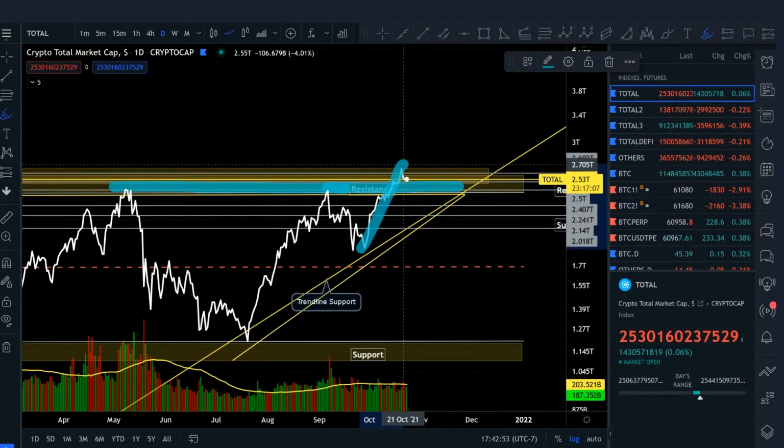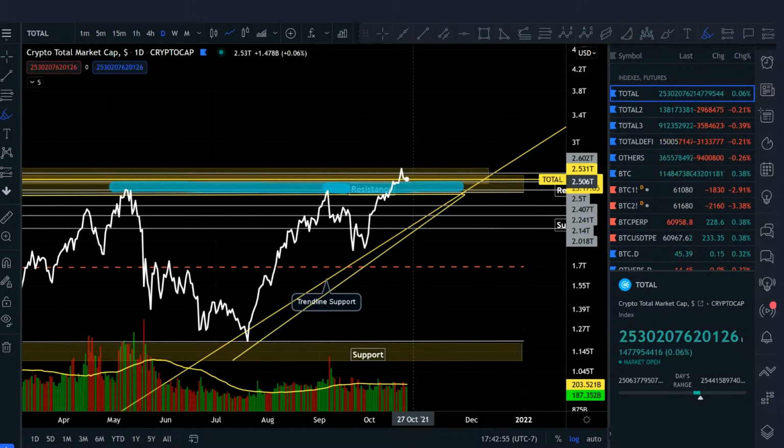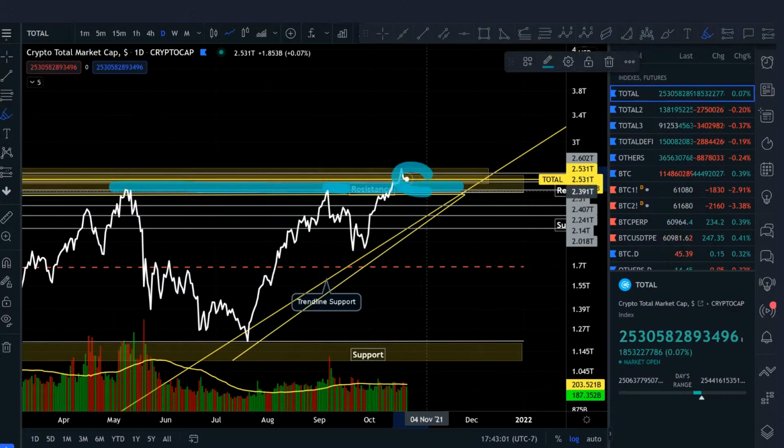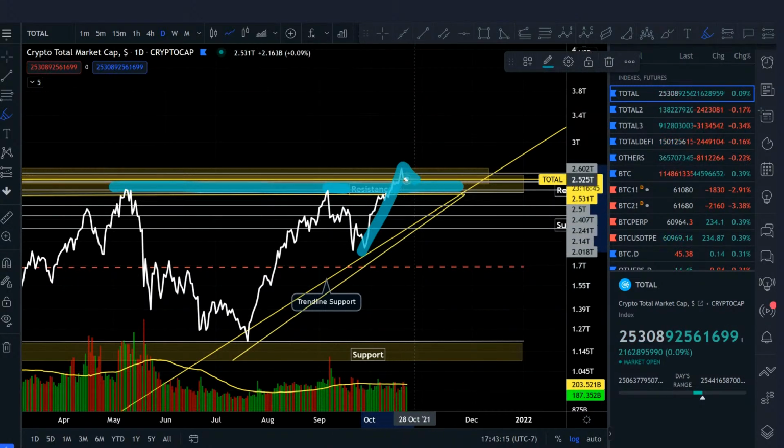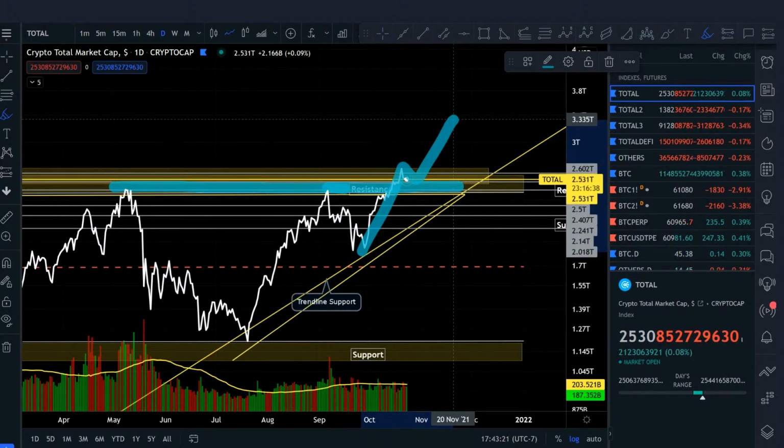We rallied up. Now we're pulling back. This needs to hold. 2.5 trillion is our line in the sand. 2.5 trillion down to 2.4 trillion in this blue circle right here. This needs to hold. If it doesn't hold, we might be in trouble for Bitcoin. So the bullish scenario would be rally, back test the support of 2.5 trillion and continue throughout November, December rally as such. That's the bullish scenario.